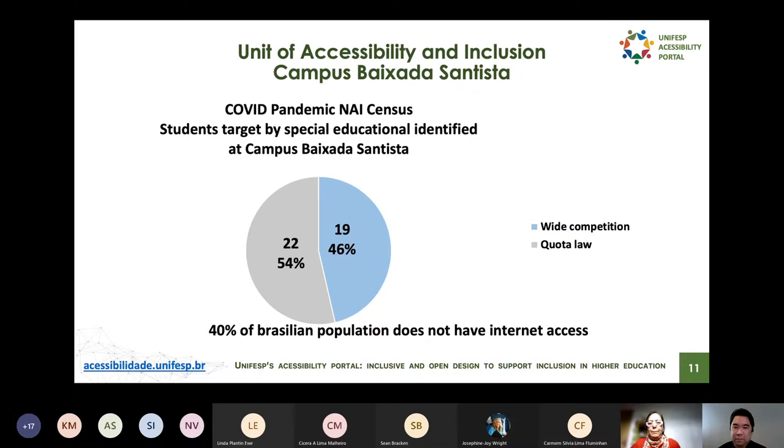We made a census last year, trying to find out who had a disability and could be challenged by having remote, not face-to-face, classes. And just to point out that 40% of the Brazilian population does not have internet access of good quality. So it is very challenging to teach remotely.